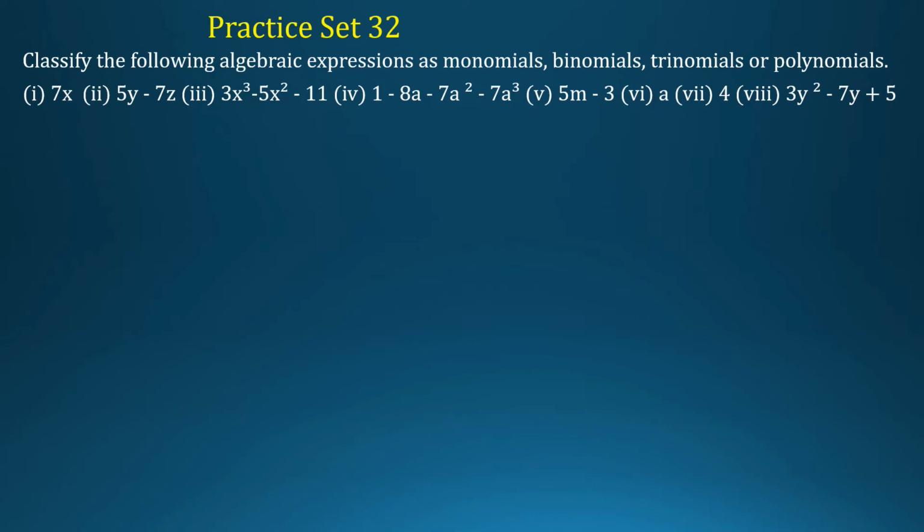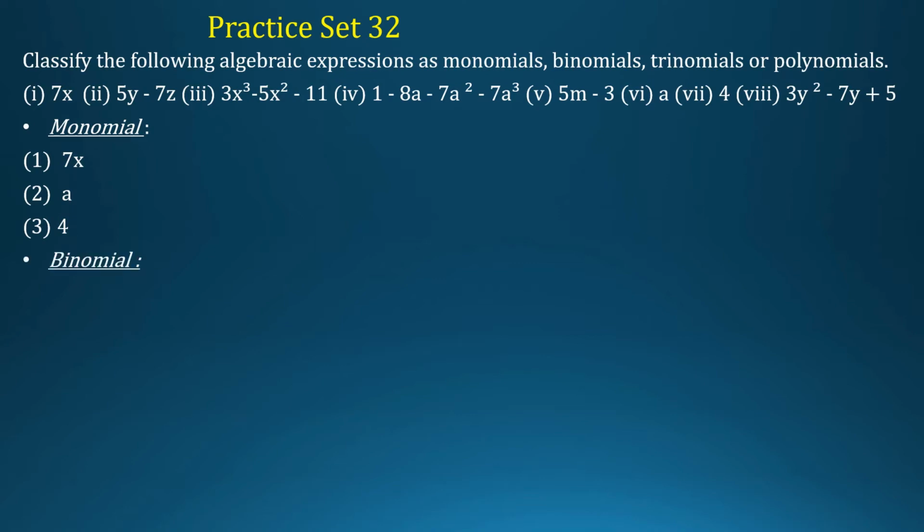So we have to classify the expressions or segregate them into binomials, monomials, polynomials and trinomials. So first is monomial. The first one, 7x, is a monomial. The sixth one, a, is a monomial. The seventh one, 4, is also a monomial. So these many are monomials.